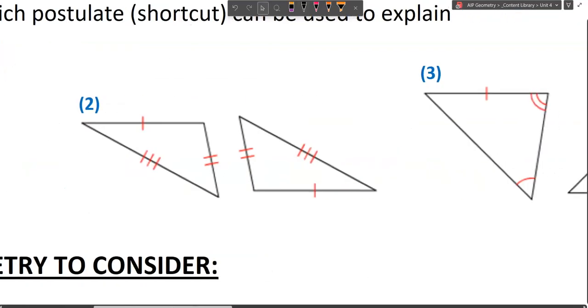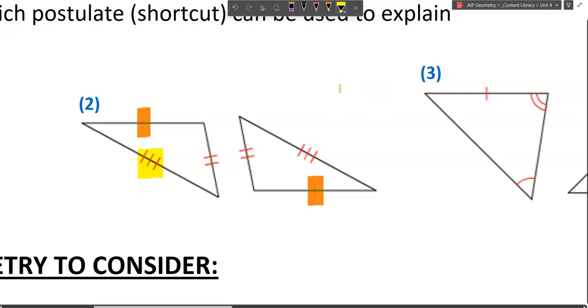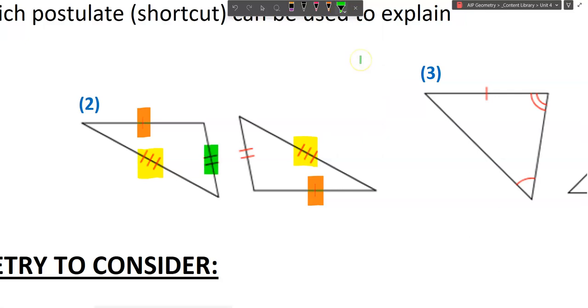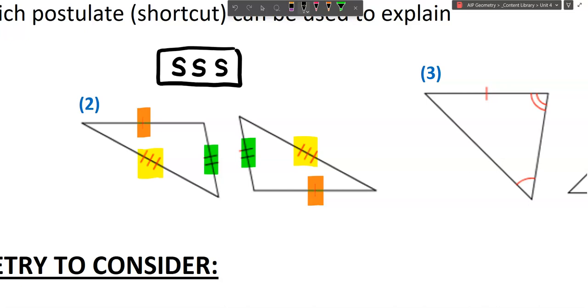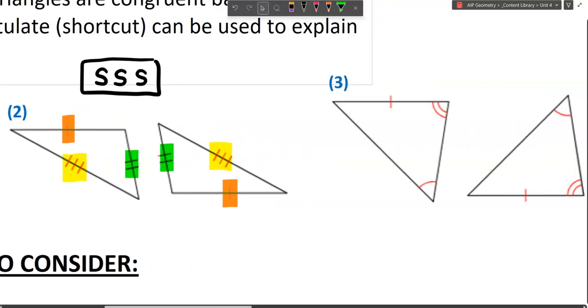For number 2, we have a pair of angles here with 1 dash that are congruent. We have a second pair that are here with the 3 dashes that are congruent. And last but not least, we have 2 dashes here. So this one, pretty straightforward, is going to have a side which is orange, a side which is yellow, another side which is green. So we have 3 pairs of sides that are going to be congruent to one another. This is called side, side, side.